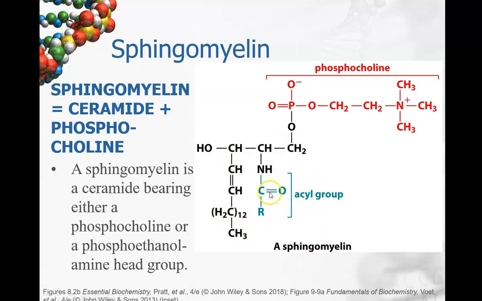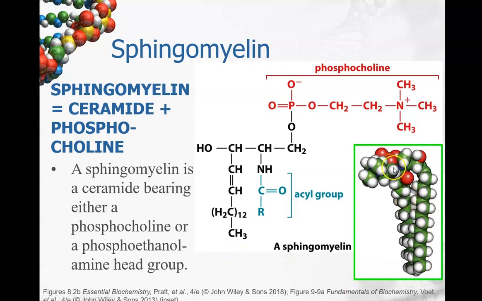This is an acyl group, but this is a long chain fatty acid right here, which is shown in this blue color. And here's the phosphocholine. So remember, this was an OH group. There's the phosphate group, and there's the choline. So if you take ceramide plus phosphocholine, you get sphingomyelin.